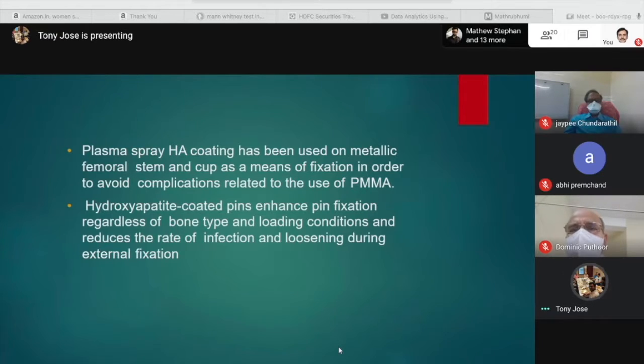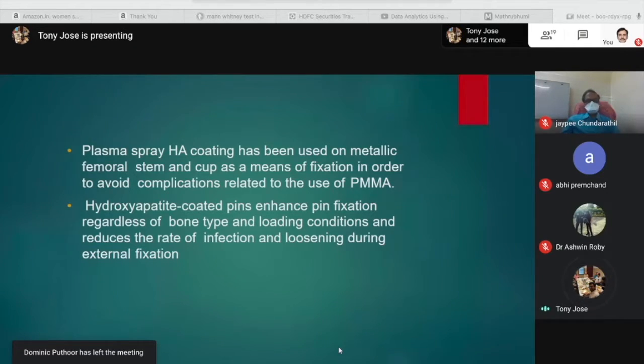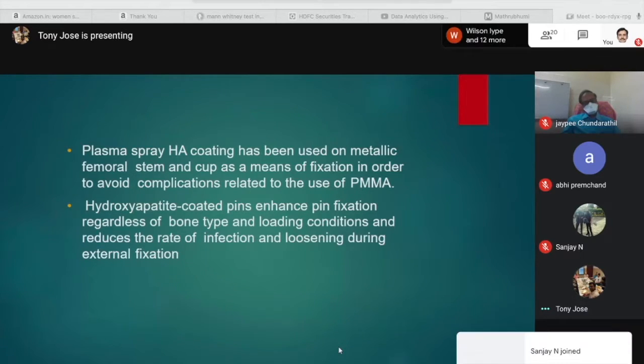of fixation in order to avoid complications related to the use of PMMA. And hydroxyapatite coated pins enhance pin fixation regardless of the bone type and loading conditions, and reduce the rate of infection and loosening during the external fixation.